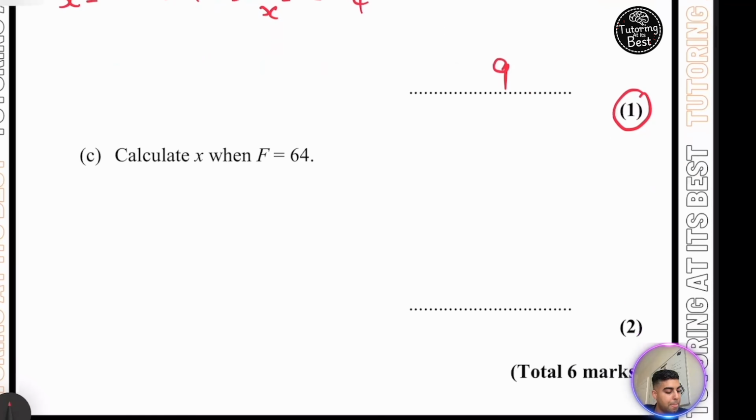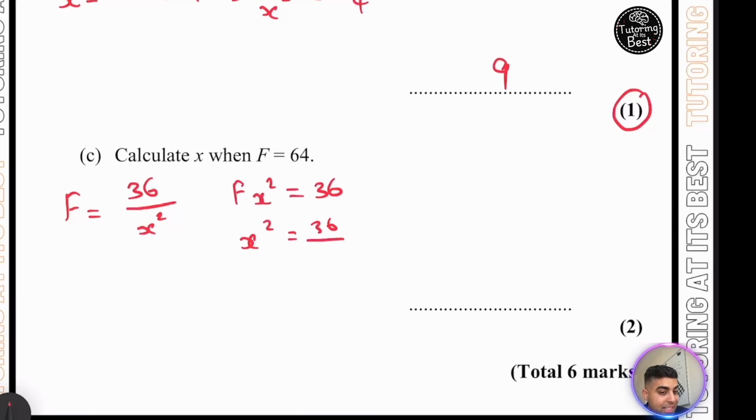Okay, part C. Calculate x when f equals 64. So we follow the same route. We know f is 36 over x squared, but now let's substitute that value and let's make x the subject. So if we know f x squared equals 36 and x squared equals 36 over f, then what do we do? Well, we take the square root, so that becomes the square root of 36 over f, but we then know that if f is 64, how does that work for us?